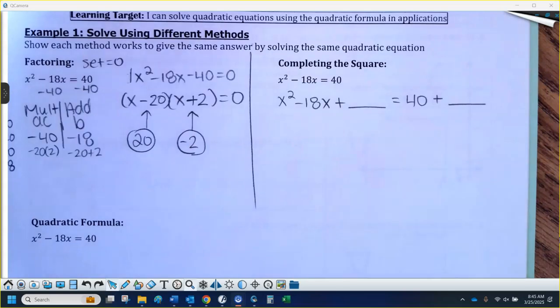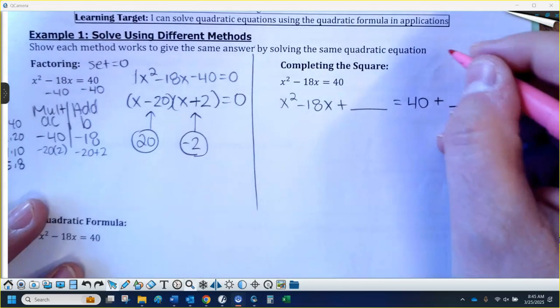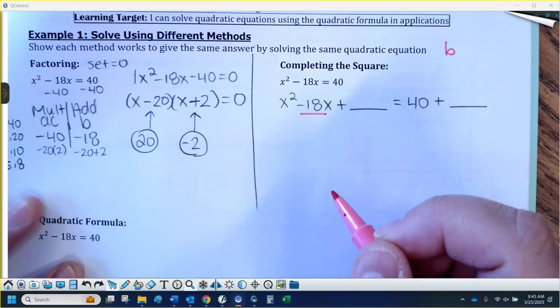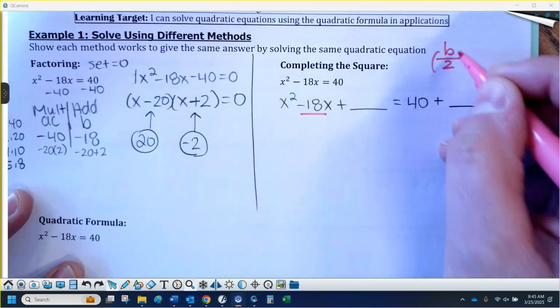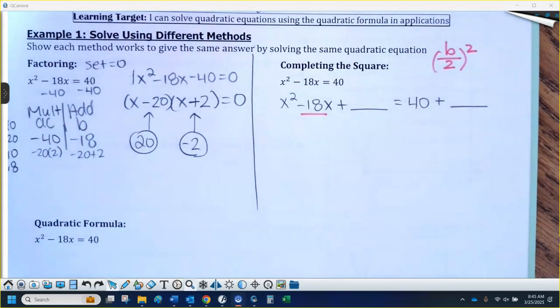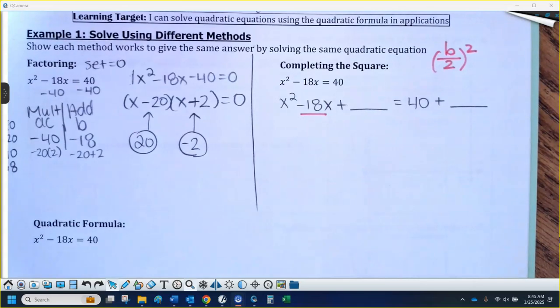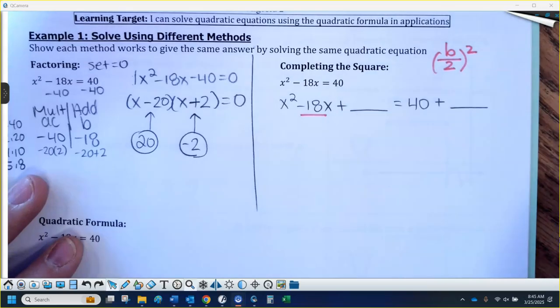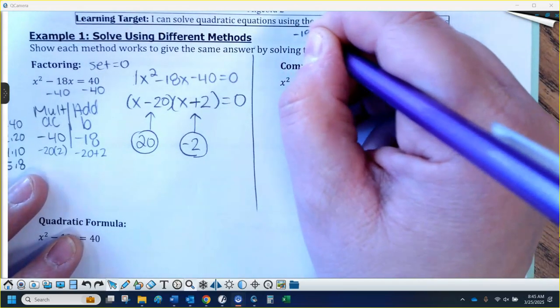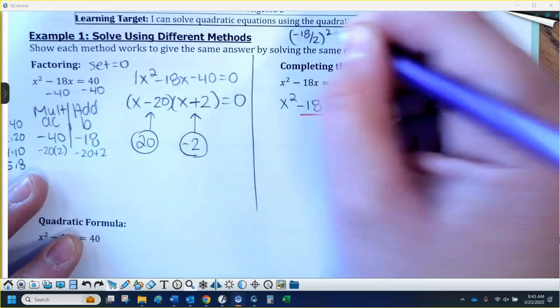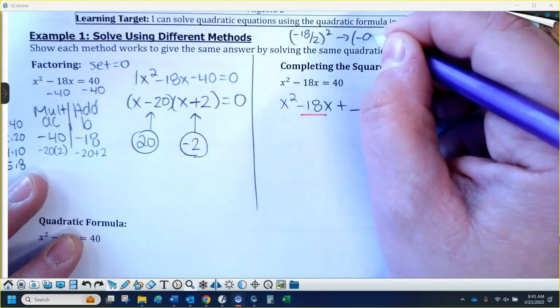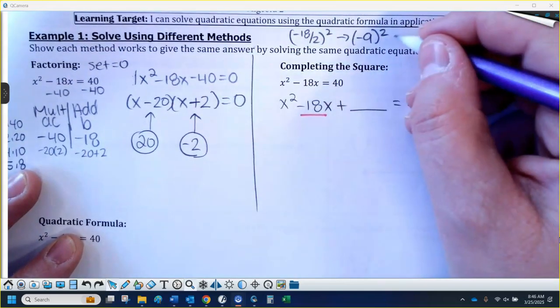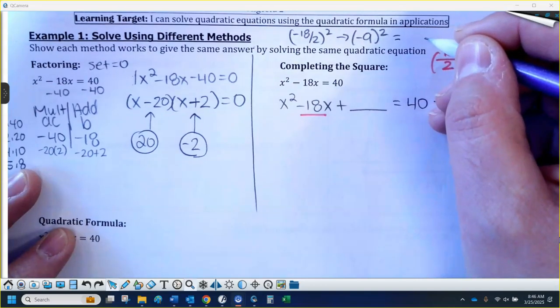Okie dokie. Now, to complete the square, you're going to take your b value, which is just going to be negative 18. You're going to divide it by 2 and square it. That's the little formula to find the number to get you the perfect square trinomial. On the left, that gives you the thing that's going to factor to be exactly the same thing. All right, so for this guy, I would do negative 18 divided by 2 squared, which would just be negative 9 squared. What would I get if I squared negative 9?